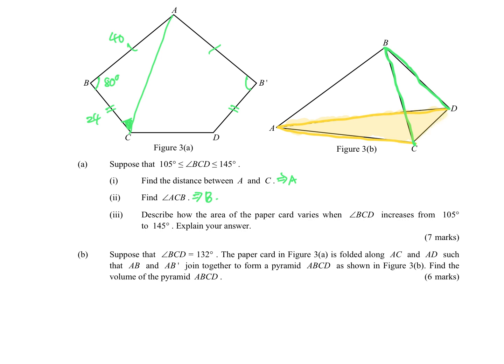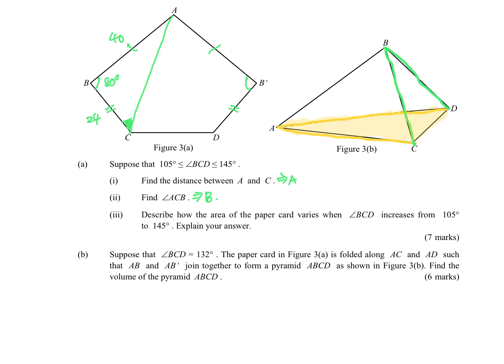So I'm afraid we need to find the angle between the green plane and the yellow plane. We find the angle first, and then we can find the height. And the height would be the distance from the vertex B to the yellow plane. What does that mean?